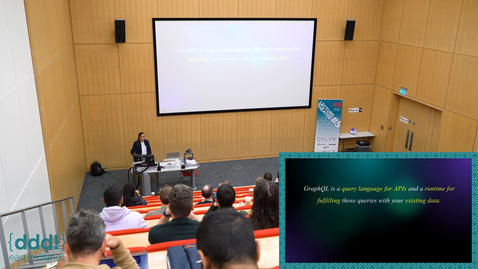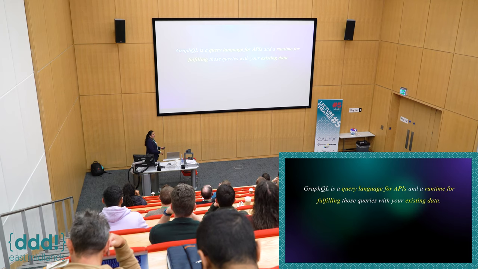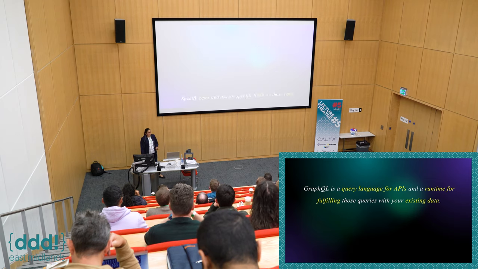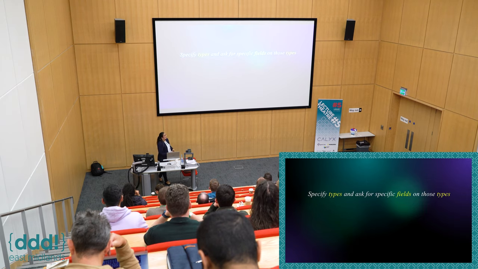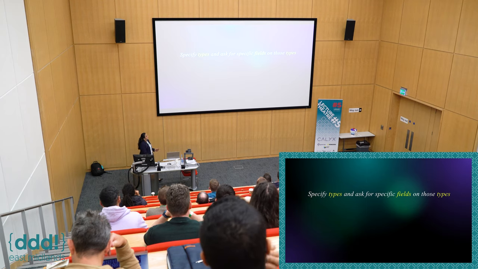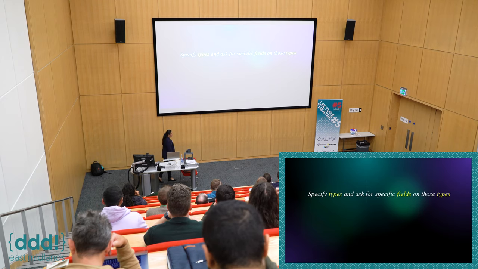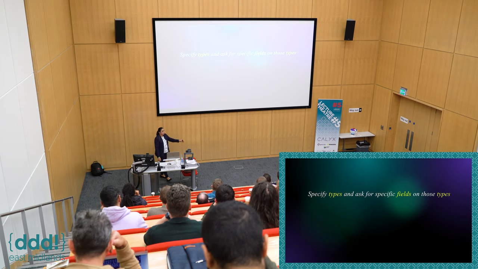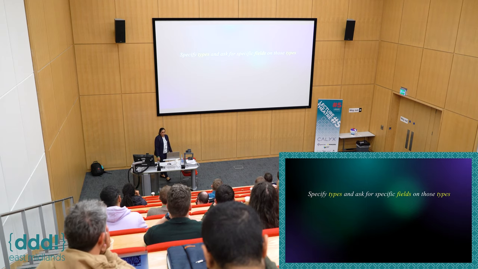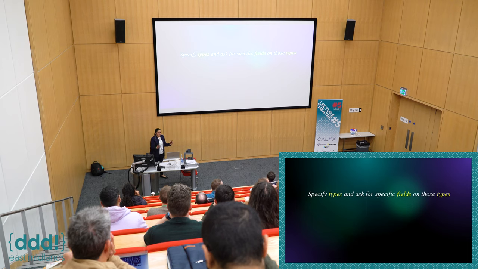It can be a REST API. It can be a GraphQL API. It can be a database somewhere, but it is all based on your existing data. The key with GraphQL is that you have types. You specify types. Everything is types in GraphQL. And with those types, we ask for specific fields. So you can have a person type with name and ID as fields, and you ask for those fields on those types. So you have to ask to get what you want.